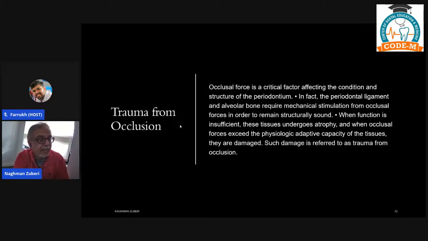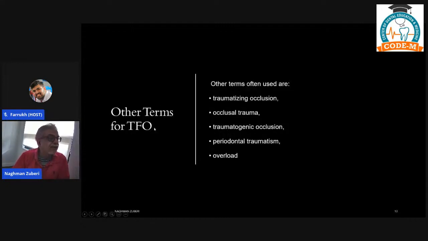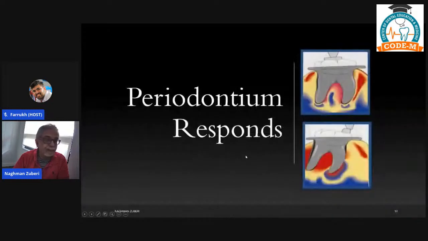I have already mentioned that we have disuse atrophy, and when occlusal forces exceed the physiologic adaptive capacity of the tissues, then supporting structures are damaged. Such damage is called trauma from occlusion. Other terms which have been used for trauma from occlusion over time are traumatizing occlusion, occlusal trauma, traumatogenic occlusion, periodontal traumatism, and occlusal overload. We also use this term overload even in our implant dentistry.